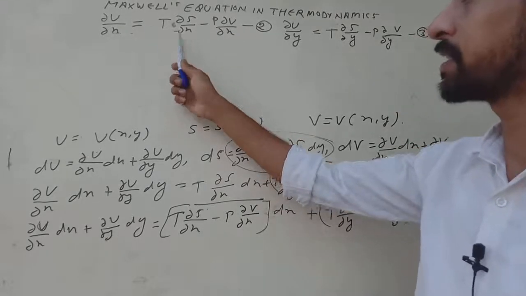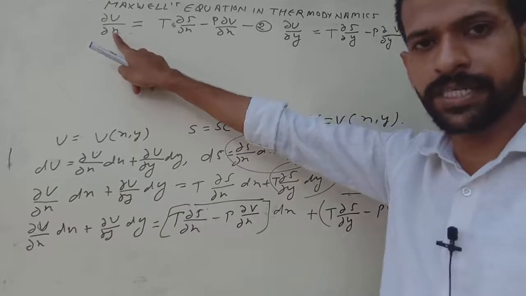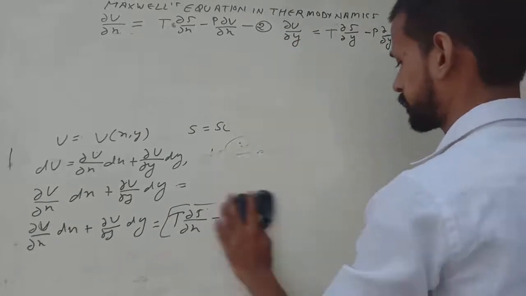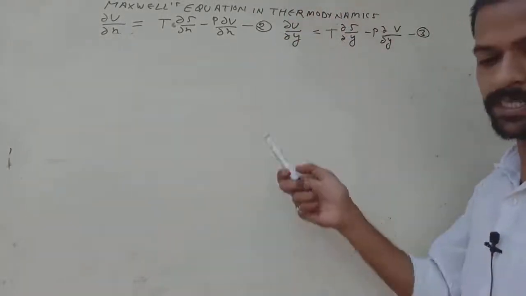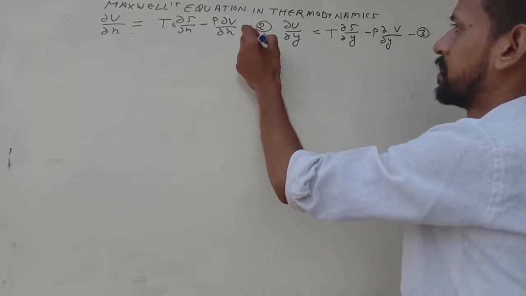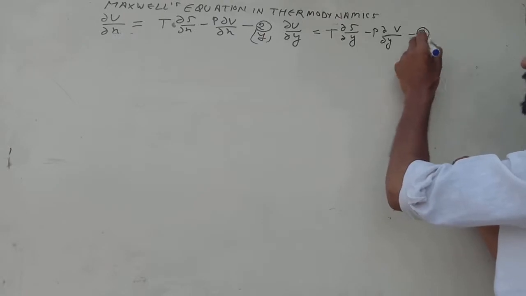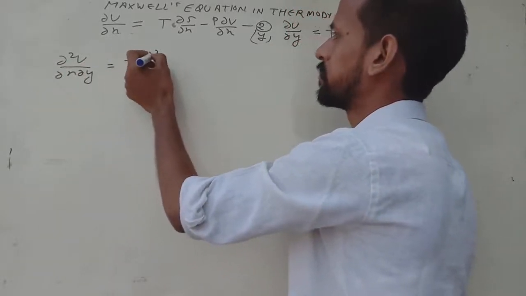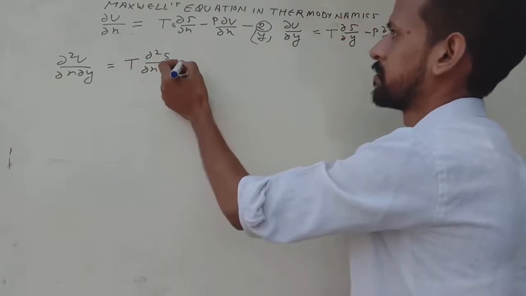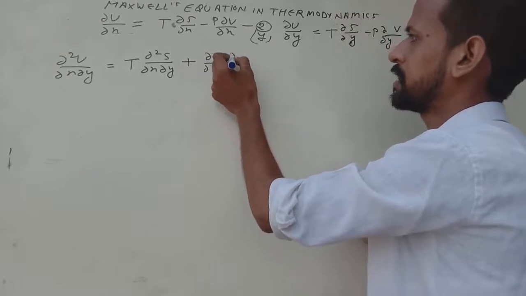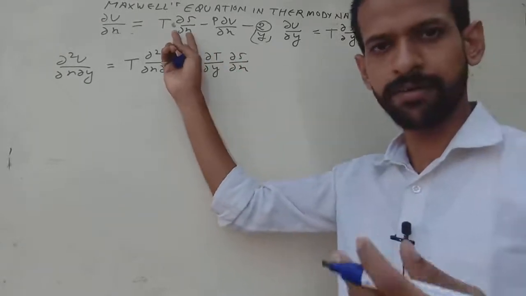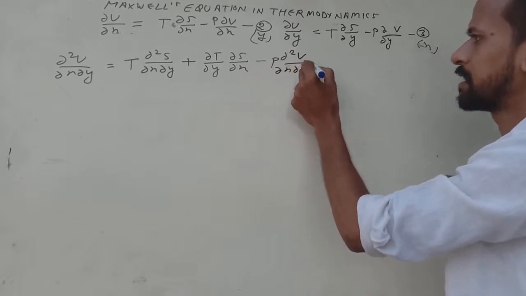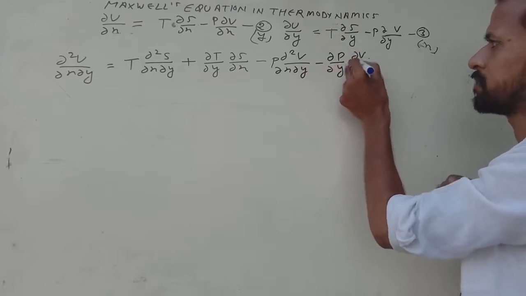Now we differentiate these equations. If the differentiation is with respect to x already, then we differentiate with respect to y, and if it is with respect to y already, then we differentiate with respect to x. So differentiating equation 2 with respect to y, and equation 3 with respect to x, we get ∂²u/∂x∂y = T ∂²s/∂x∂y + ∂T/∂y ∂s/∂x. This is the differentiation of these terms taken apart. For this, minus P ∂²v/∂x∂y minus ∂P/∂y ∂v/∂x, equation number 4.